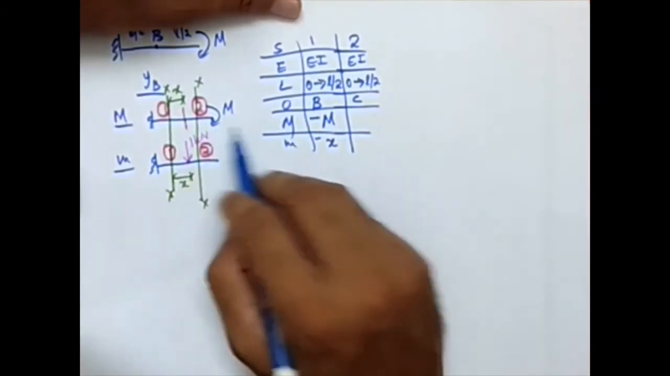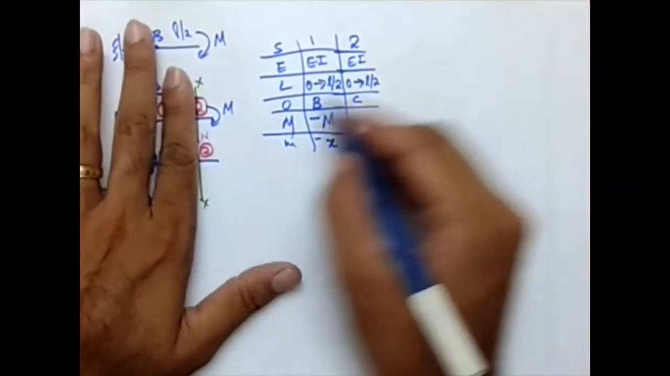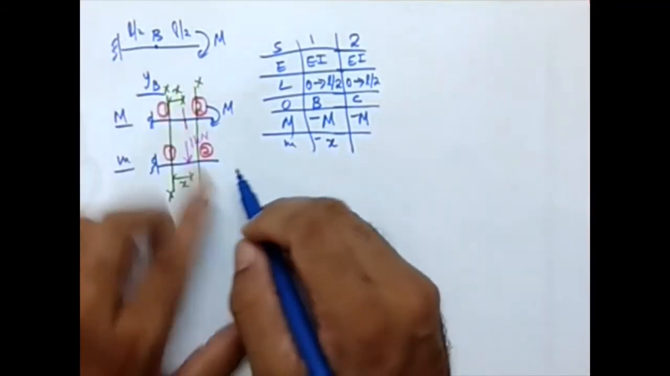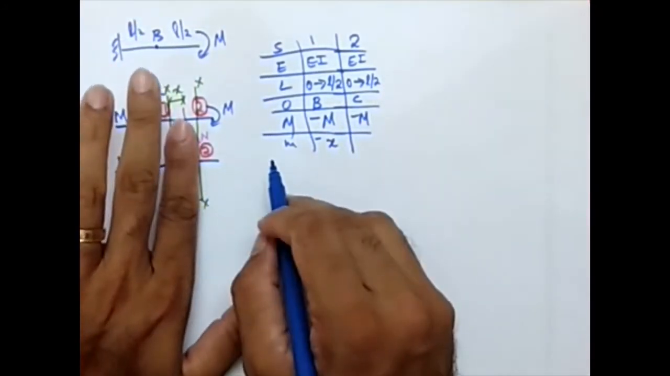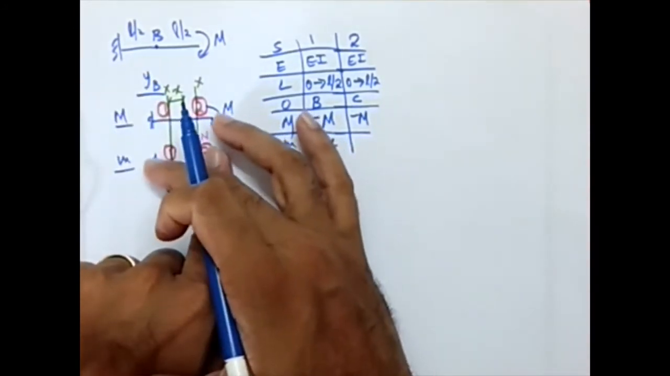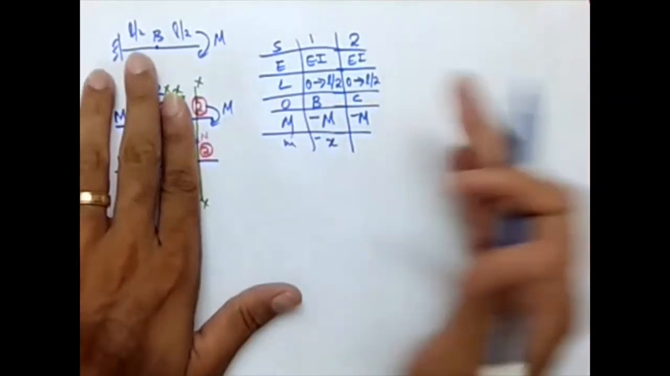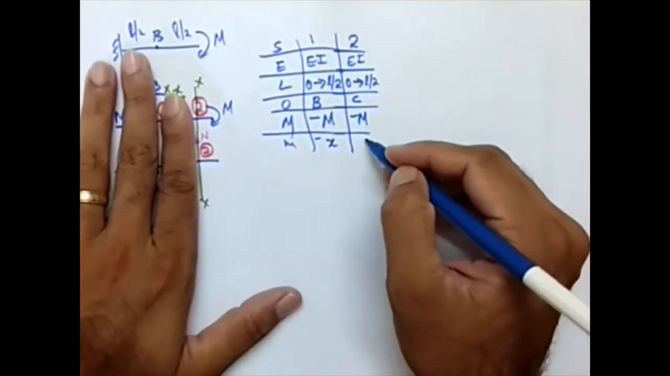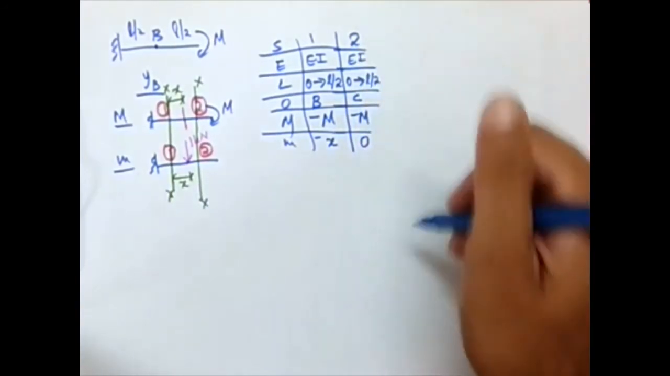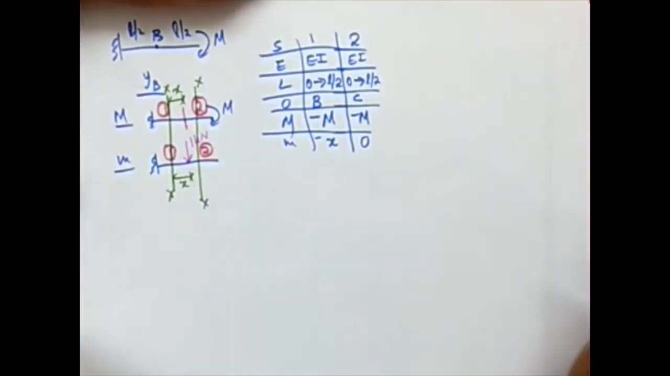Fine. Now I need to take the moment, capital M. So it is again minus M, just like this. What about here? In small m, if I am looking to the right, there is no load at all. If I am looking to the left, there is load and there will be reaction. So I am not going to that side, I am looking to the right. There are no loads, which means the moment is basically 0. Fine. So I have the table data.